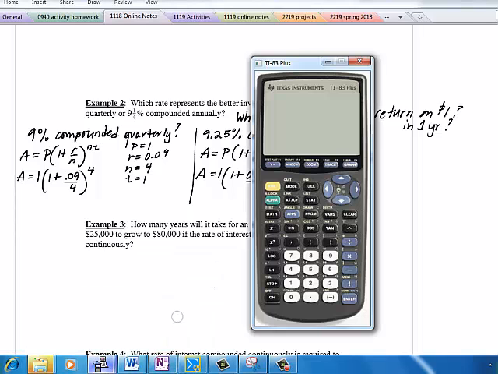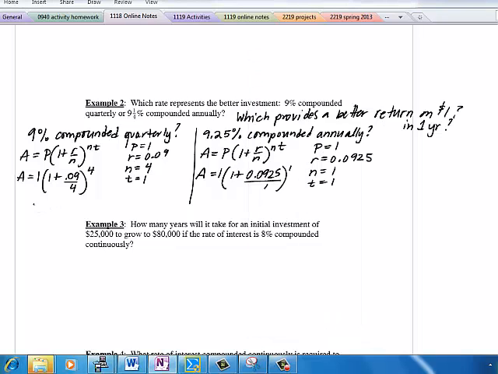Grab your calculator and compare these. We have 1 plus 0.09 divided by 4, raised to the 4th, and that's going to give us 1.09308. The other we can calculate without a calculator, it's just 1.0925. So this is a better investment.